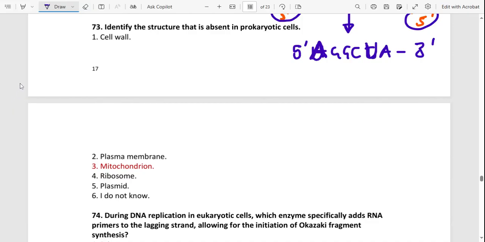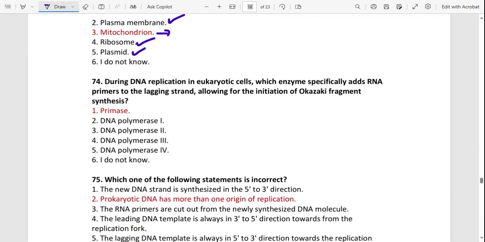Identify the structure that is absent in prokaryotic cells. In prokaryotic cells we have a plasma membrane. We have ribosomes. We have plasmids, which are circular DNAs. But I said every membrane-bound organelle is not found in prokaryotic cells. Things like the mitochondria, the Golgi apparatus, and lysosomes are not found.